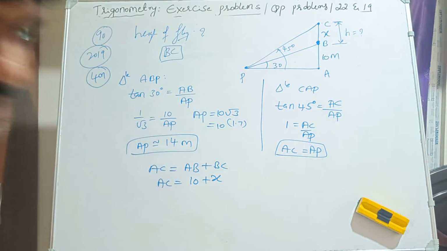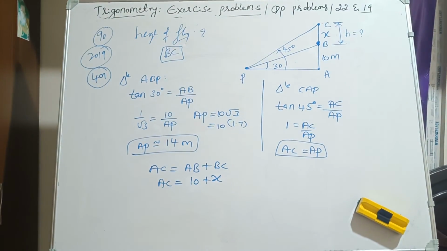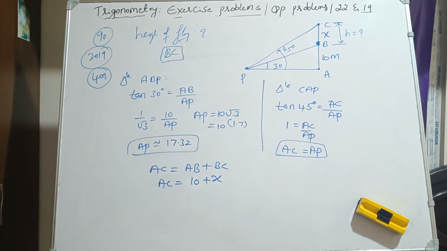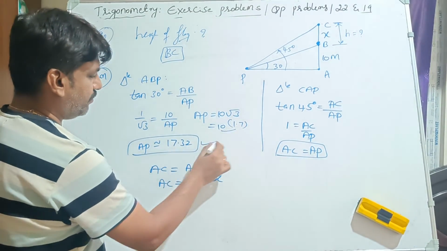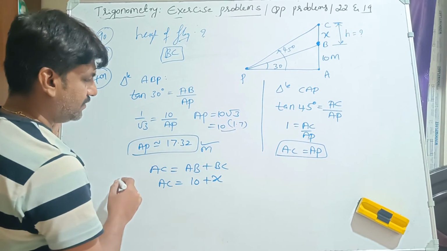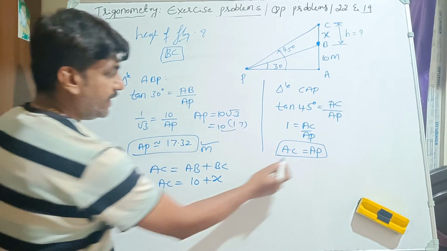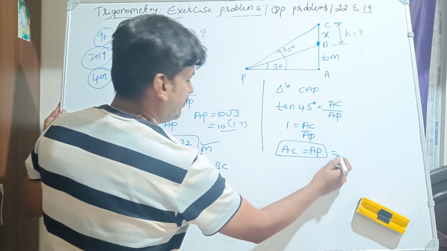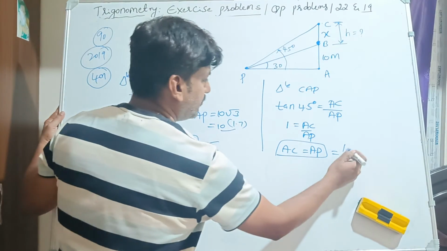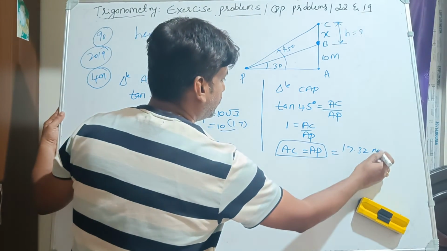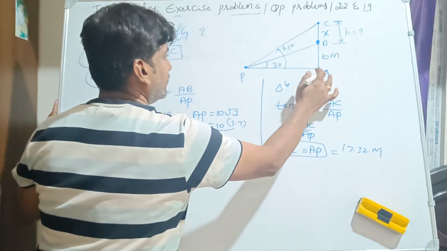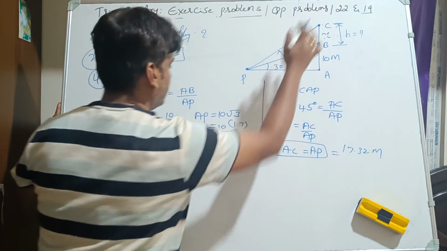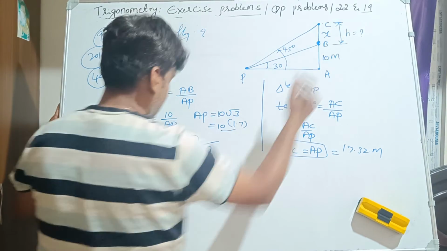One small correction here. If I multiply, I will get 17.32 meter. Just cross check that. Now we'll continue. We already calculated AC is equal to AP. So AP is how much? 17.32 meter, right? Now from this side we can write AC is equal to AB plus BC. BC in this case is X, right?